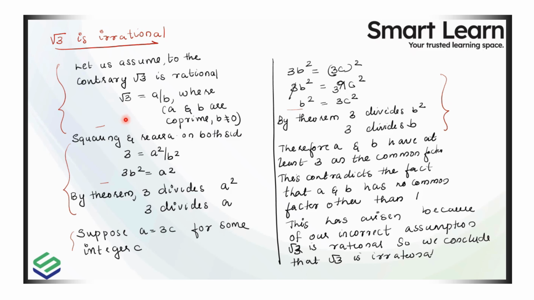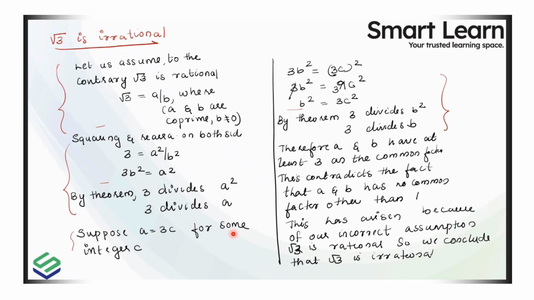Then we will square it and rearrange on both sides. That means root 3 square, 3, equals A square by B square. Then I bring B square to this side, LHS. So you will get 3B square is equal to A square. So by theorem, what is our theorem? If P divides A square, P divides A. So here 3 divides A square. So 3 divides A. Then next step.